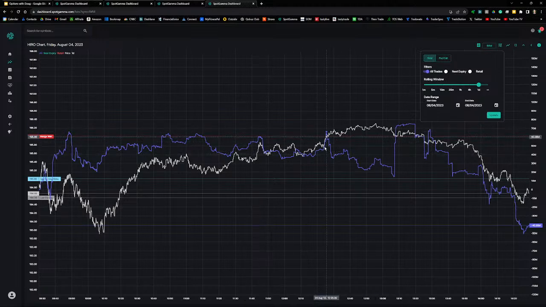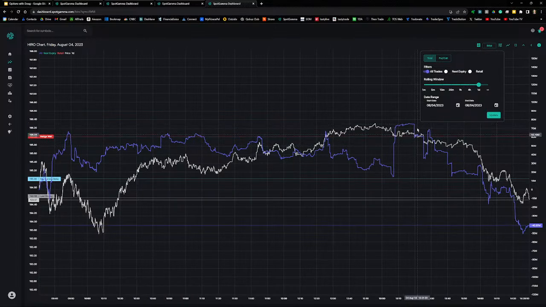So initially in the morning, traders were taking positive delta positions, and again they took their foot off the gas and started taking negative delta positions just around 1 o'clock, and price moved lower.